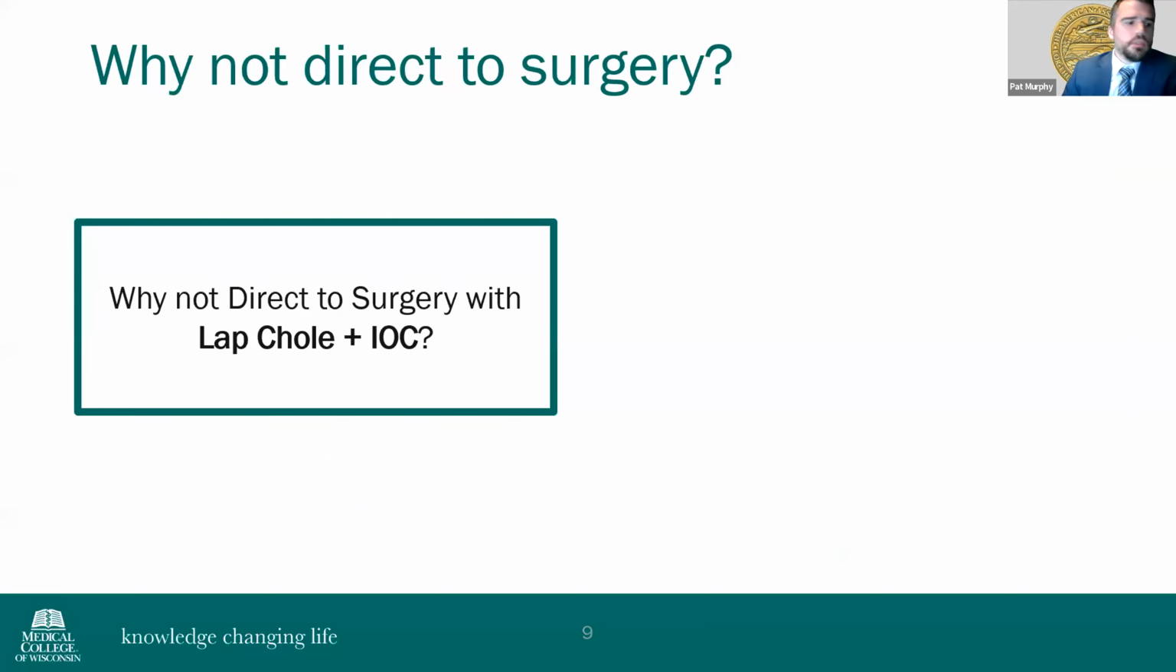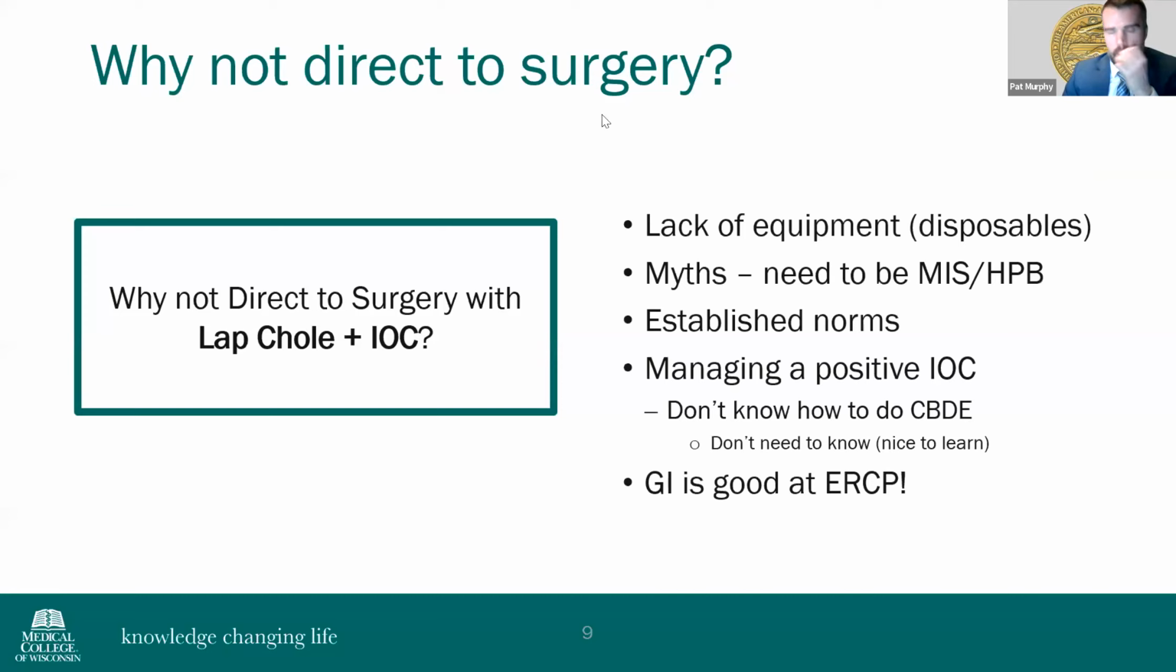So the question is, why not direct-to-surgery? Some people might say, well, I don't know how to do a transcystic common bile duct exploration. You don't need to know how to do a direct surgery approach. I don't know what to do with positive IOC. We'll talk about what to do with positive IOC. There's lots of established norms. Like I said, when I go to the community, I don't hear about these patients. I can't do direct to surgery unless I change institutional culture.